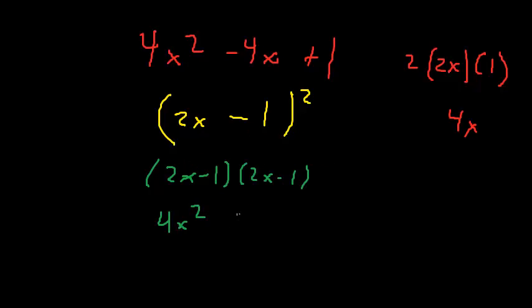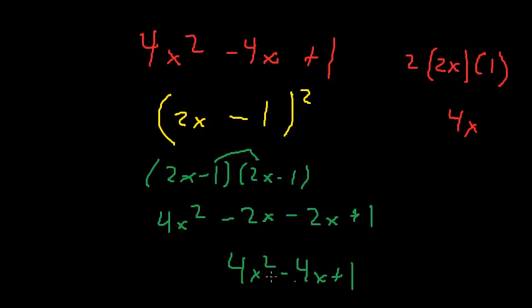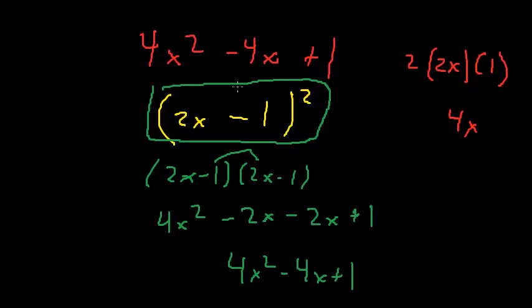2x times negative 1 gives me a negative 2x. Negative 1 times 2x gives me a negative 2x. Negative 1 times negative 1 gives me a positive 1. I add my two middle terms and I have 4x squared minus 4x plus 1. So I indeed get back what I started with. So that means that this then indeed is the correct factorization of that perfect square trinomial.